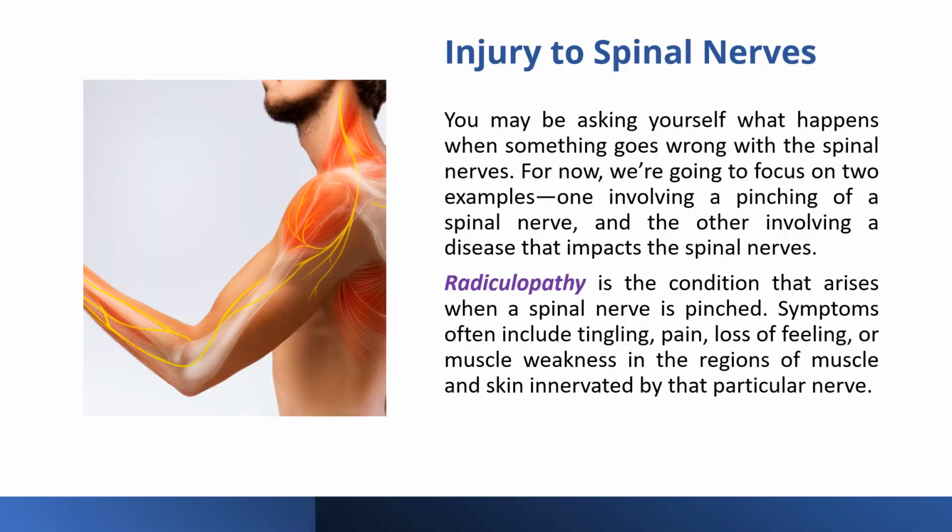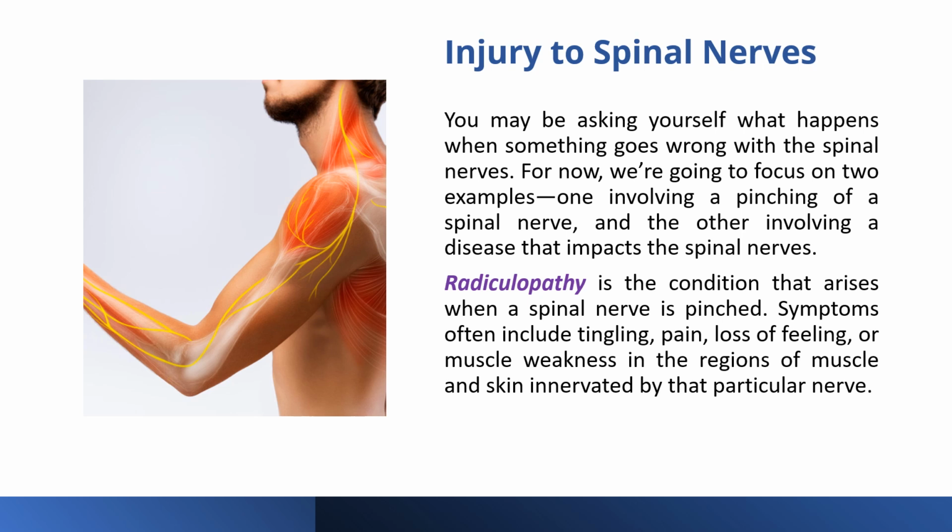So now let's discuss what happens when there is an injury to the spinal nerves. You may be asking yourself what happens when something goes wrong with the spinal nerves. For now, we're going to focus on two examples, one involving a pinching of a spinal nerve and the other involving a disease that impacts the spinal nerves. Radiculopathy is the condition that arises when a spinal nerve is pinched.